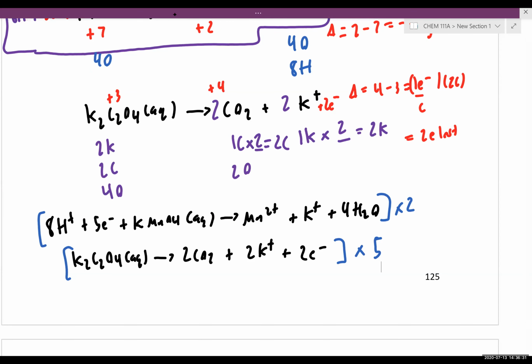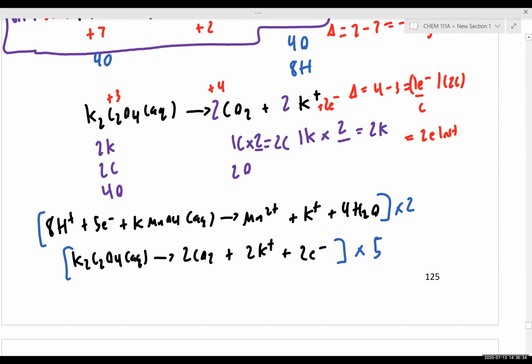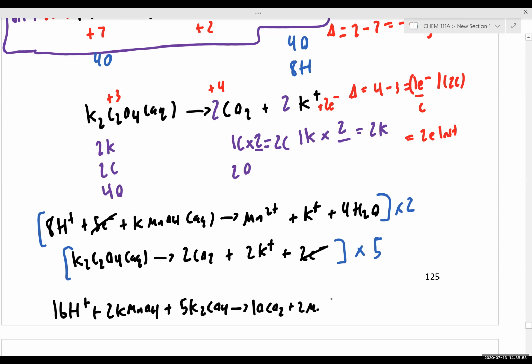So that in turn gives us, at the end of this entire process, 16H plus, the electrons cancel, plus 2 potassium permanganate, plus 5 potassium oxalate, leads to 10 carbon dioxide plus 2 manganese 2 plus, 12 potassium plus, and 8 water.